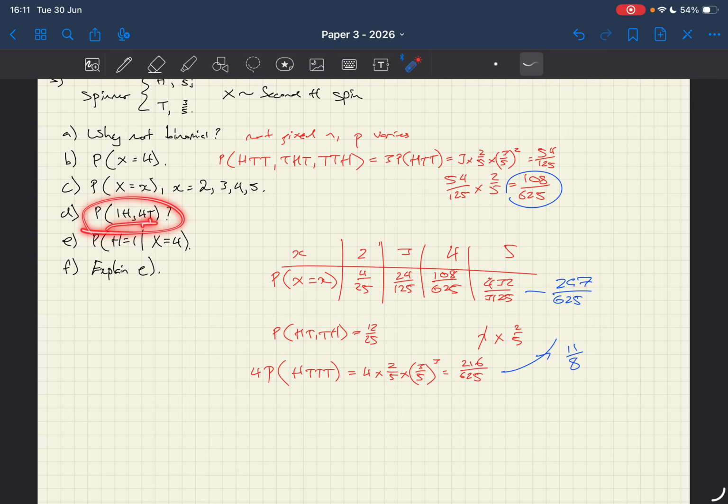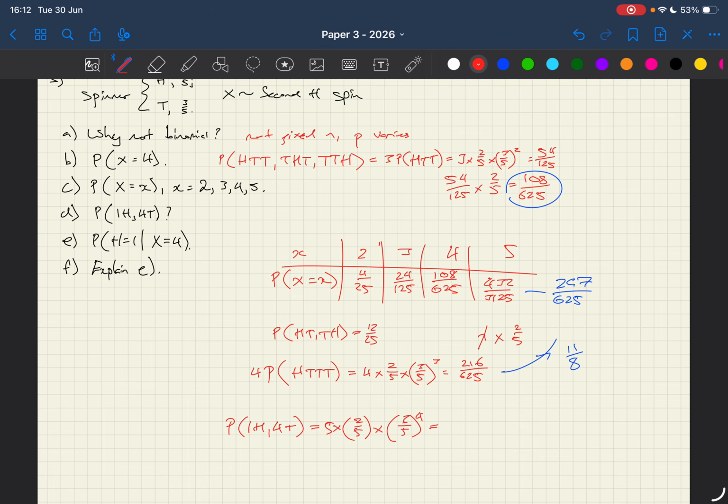Part D then. Chance of getting 1 head and 4 tails. So probability of 1 head, 4 tails. So it's very similar to what we've been doing up above, and the chance of getting 1 head is 2/5. Chance of getting 4 tails will be 3/5 to the power of 4. But how many different ways can they be arranged? Well, the head can go in any of the positions. So it's going to be 5.